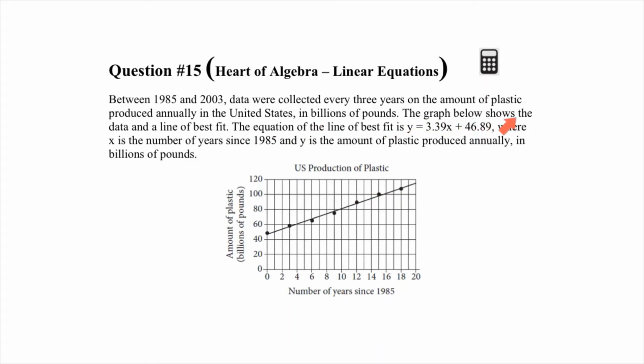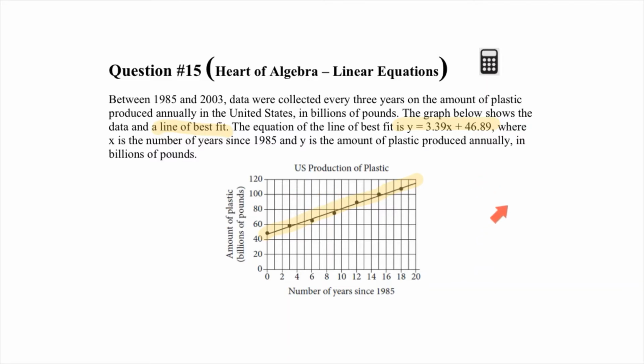So the graph below shows the data and a line of best fit. It's important. Which one is the line of best fit? This line is my line of best fit. And each line of best fit has an equation. The equation of the line of best fit here is y equals 3.39x plus 46.89, where x is the number of years since 1985, and y is the amount of plastic produced annually in billions of pounds.